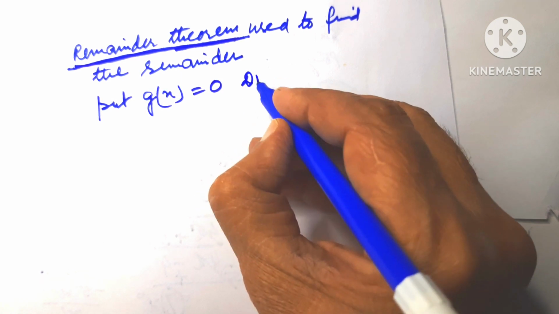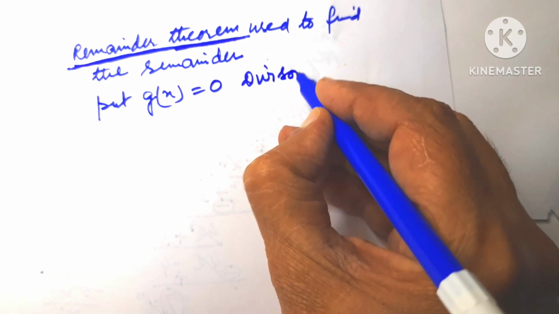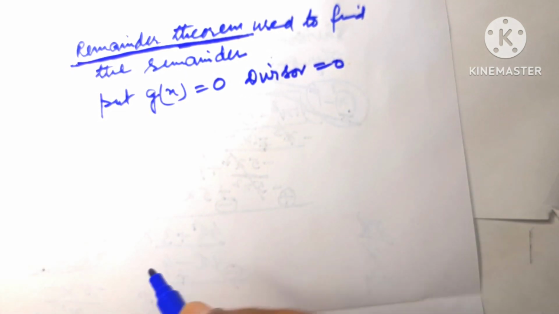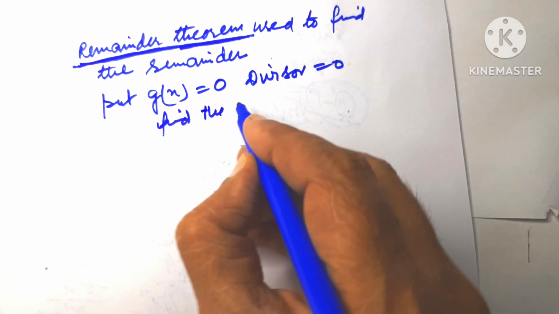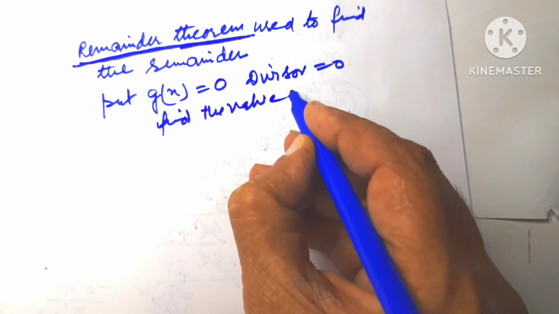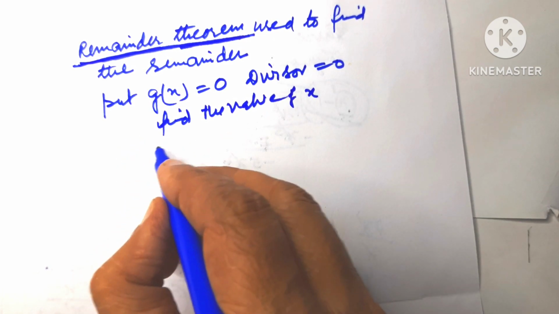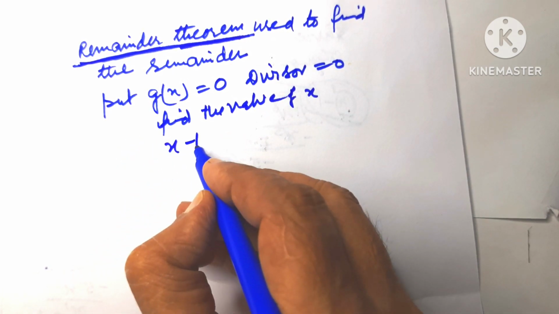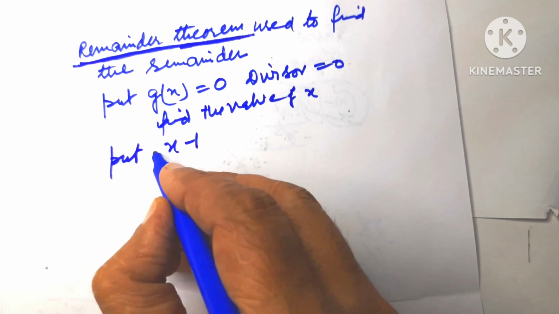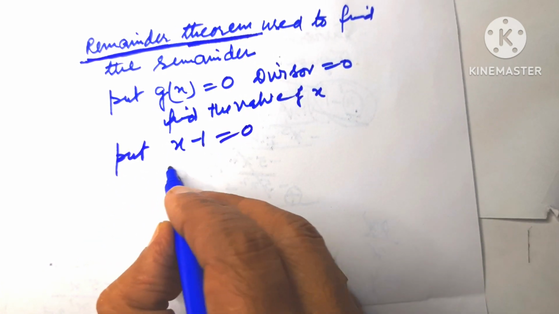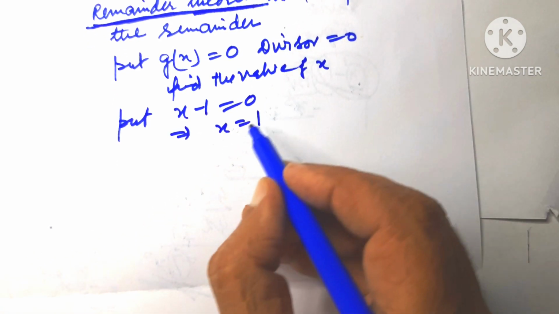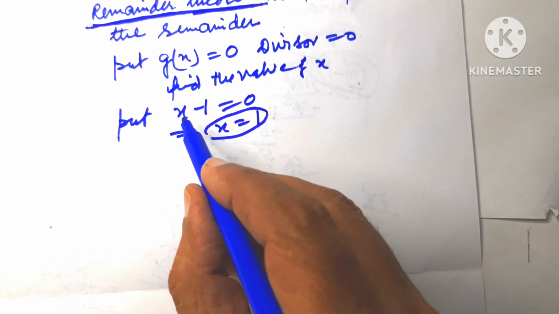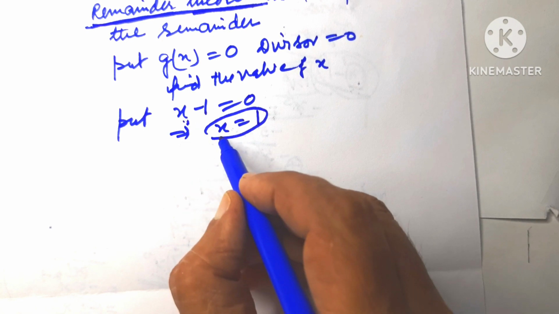Put the divisor equal to 0, and find the value of x. For example, we had the divisor as x minus 1. So the first thing is to put x minus 1 equal to 0. Solve this, you get x is equal to 1. So we have found the zero of the divisor. Put this value in the dividend.